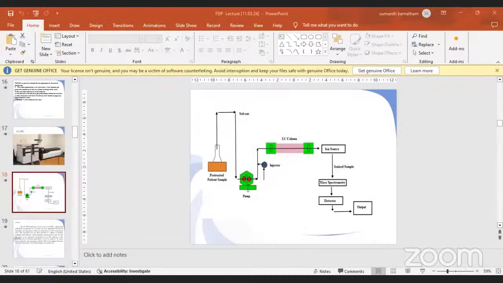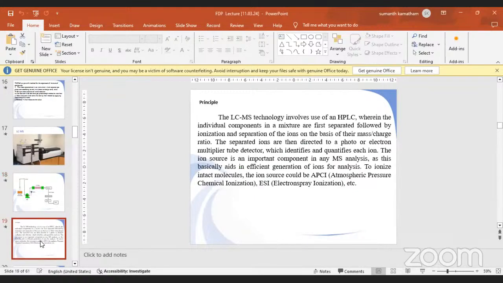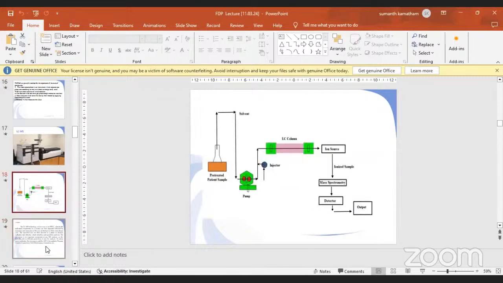This LCMS technique: the first step is separation, followed by the ionization and separation of the ions on the basis of their mass to charge ratio. The separated ions are directed into a photomultiplier or electron multiplier tube detector or Faraday detector, and identified based on the M/Z ratio.